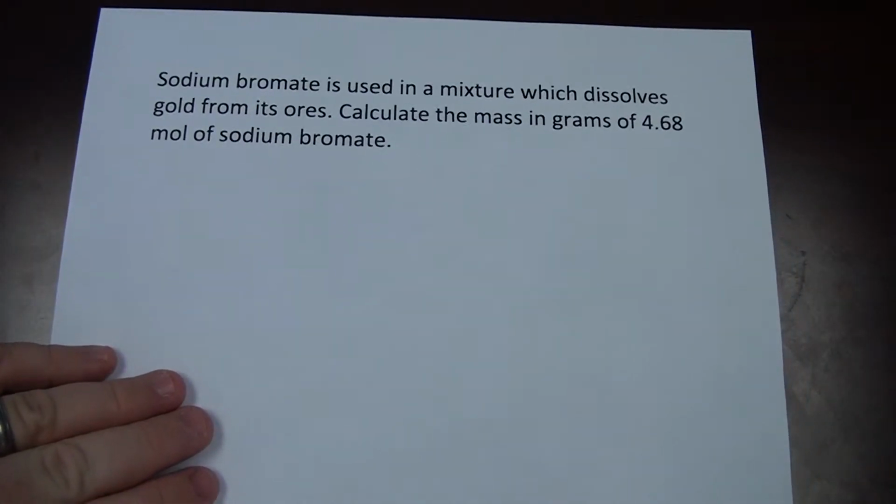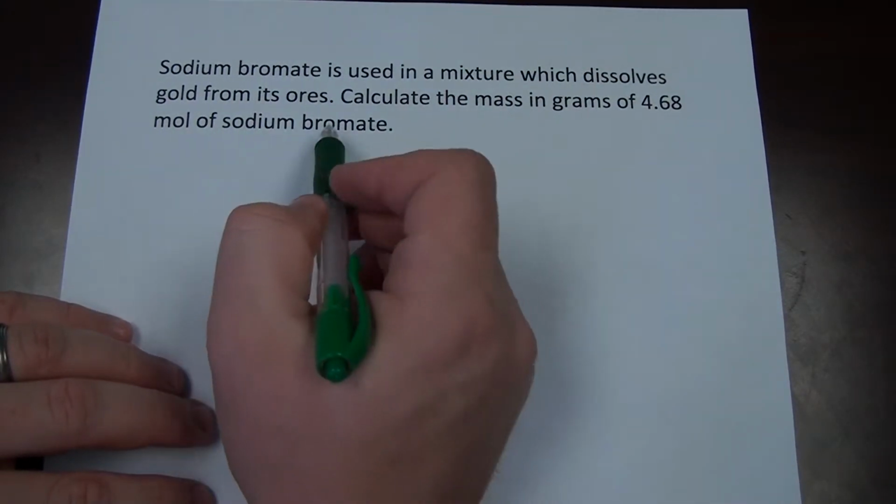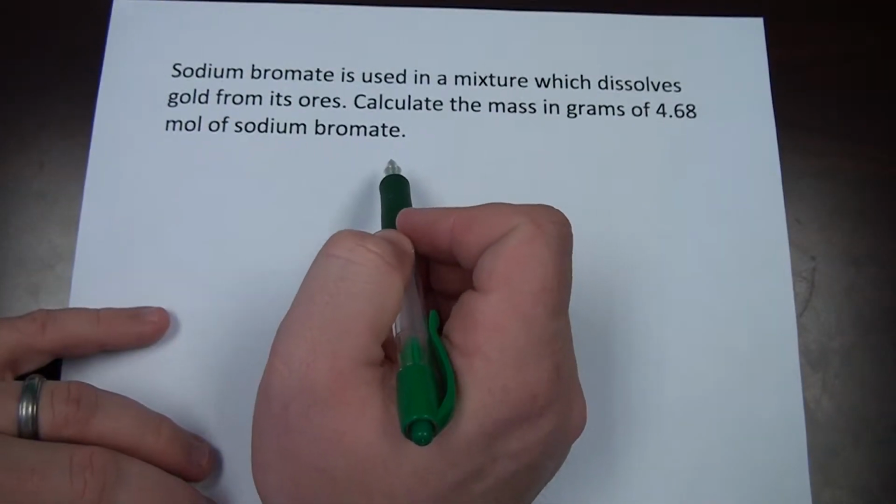So let's take that a step further. Let's do this with a different one. Sodium bromate is used in a mixture that dissolves gold from its ores. Calculate the mass in grams of 4.68 moles of sodium bromate. Same process.